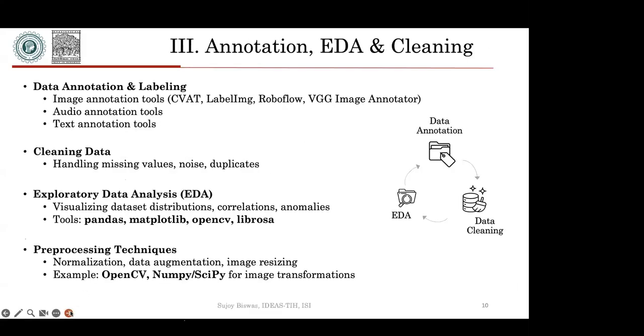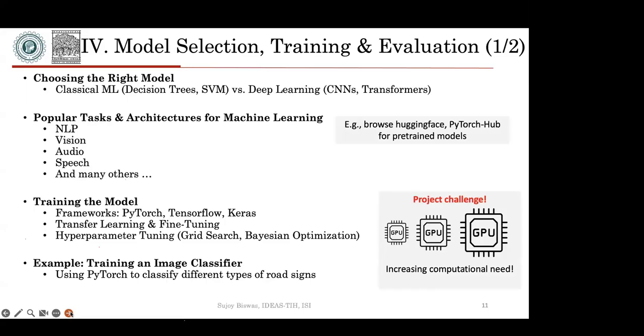The next thing is annotation, EDA, and cleaning, the cycle that I showed you. This is part of the cleaning exercise, exploratory data analysis, because you need to find out the structure as much as possible so that it helps you down the line in the modeling phase. The tools available are pandas and matplotlib; for imaging data, there is OpenCV; for audio data, there is the librosa library. All these you can use for exploratory data analysis. It really depends on the kind of application you have. And you do various processing techniques to rule out the various biases that may be present in the dataset, right? Now, model selection, training, and evaluation.